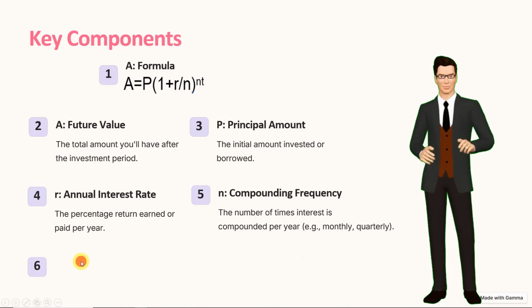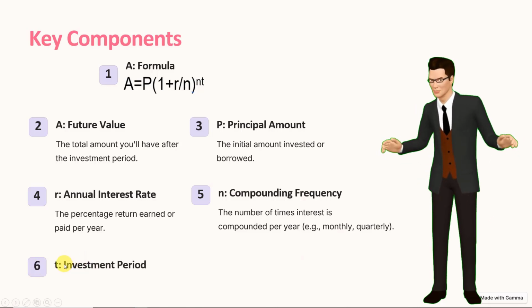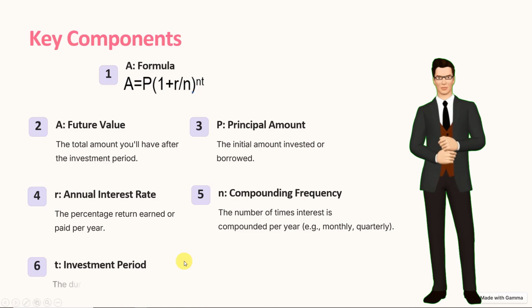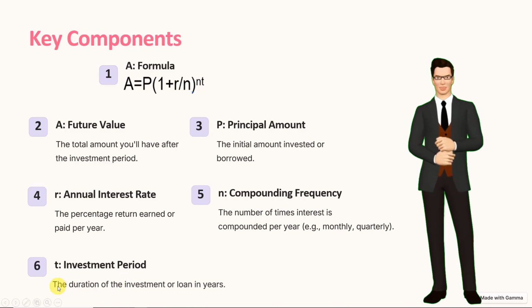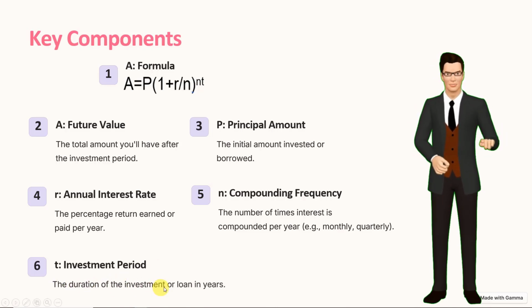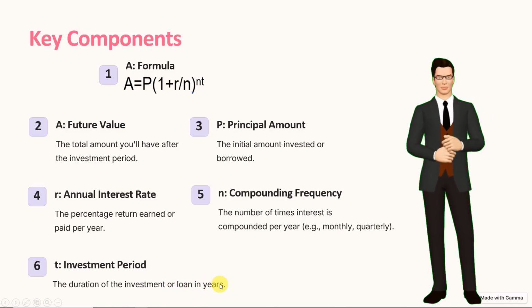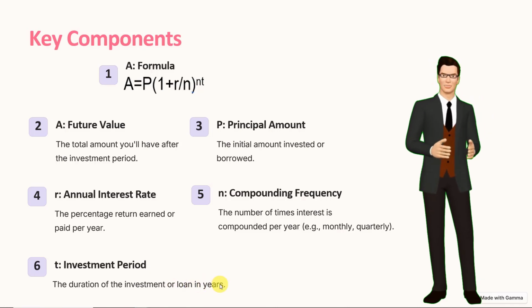And then the last one, of course, is the investment period, T, which stands for the investment period. That is the total duration of the investment or loan in years. In other words, it's for 5 years, 3 years, 1 year, or whatever the case might be.